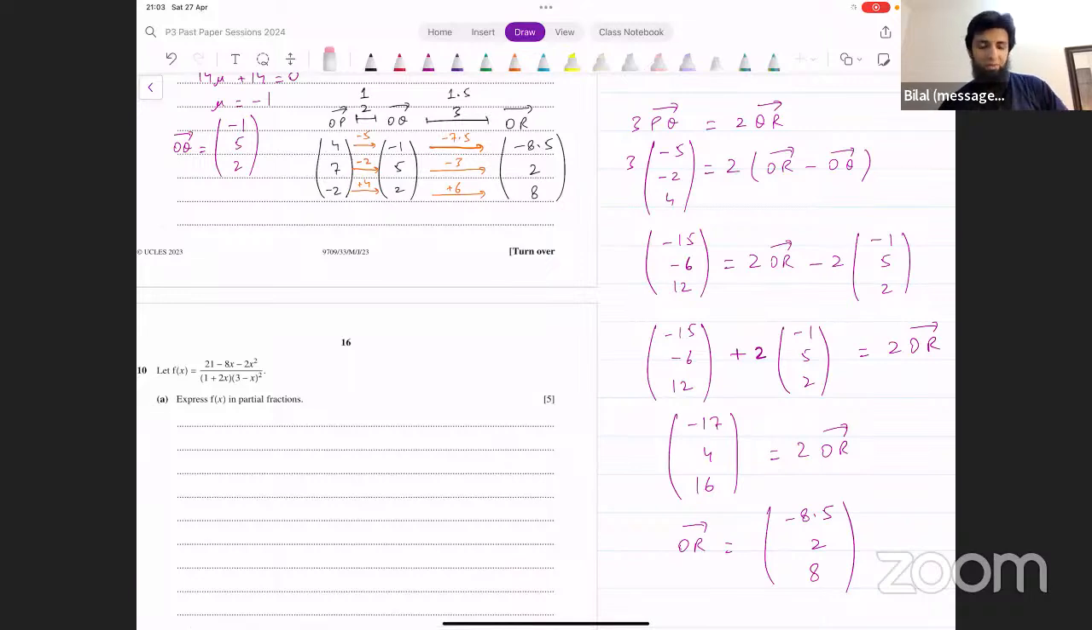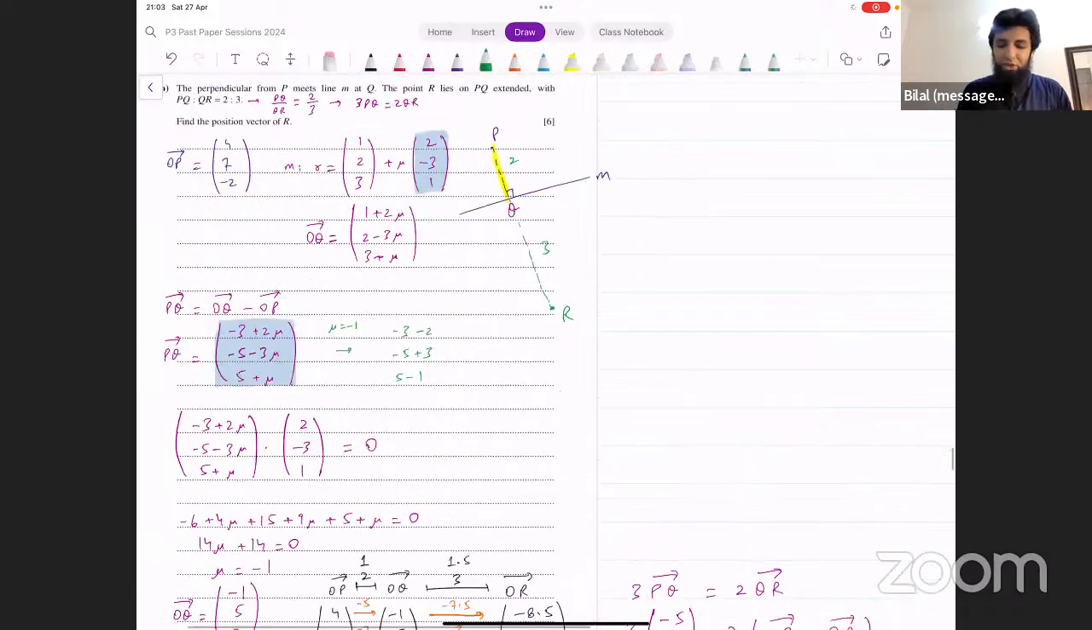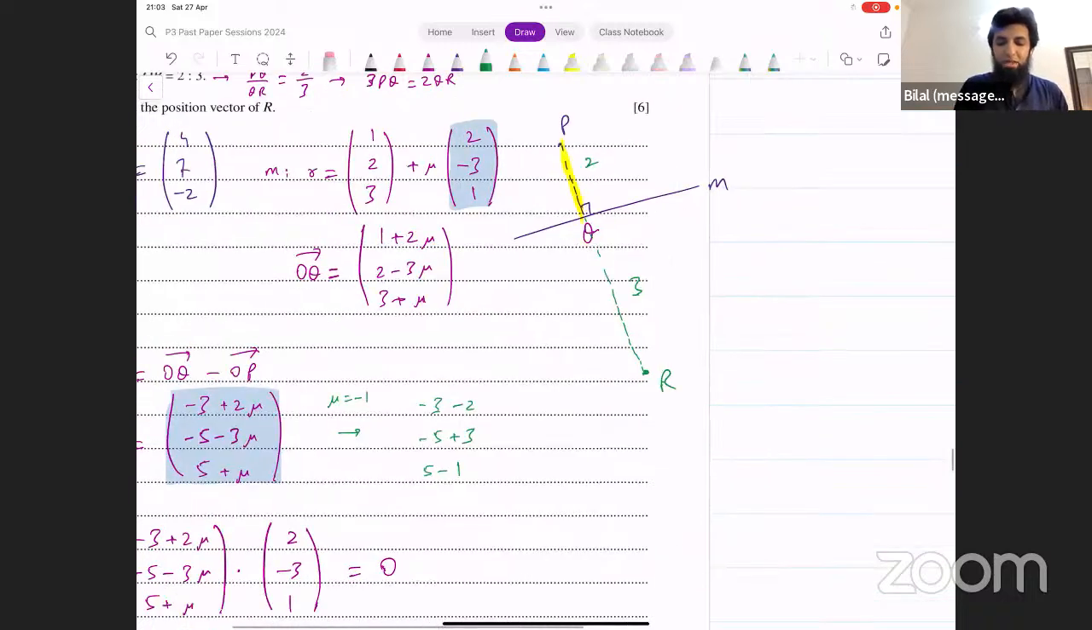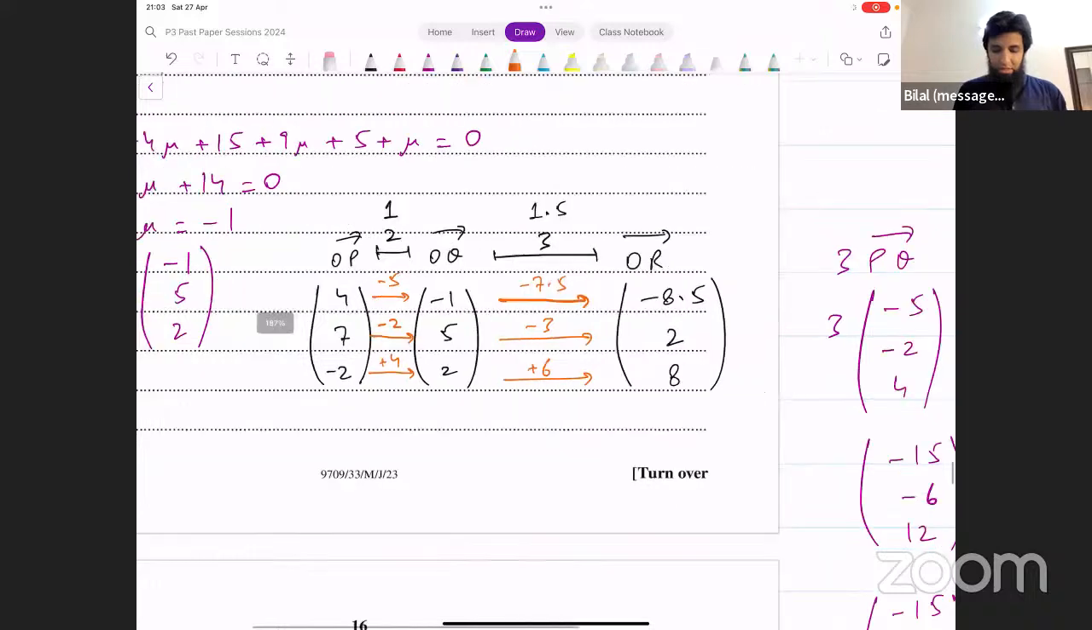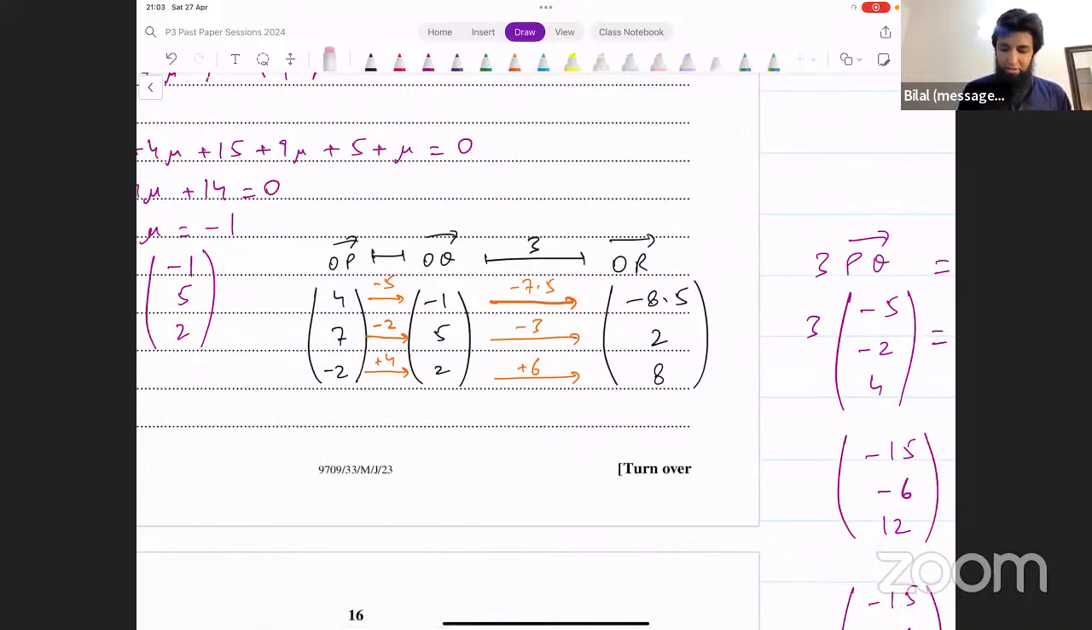Does that make sense? So let me repeat that earlier method again as well. The ratio was 2:3, which means 1:1.5. So what we did in that earlier method was we said if the gap between P and Q is 1 unit, the gap between Q and R would be 1.5 times that. Whatever the gap between P and Q was, we just multiplied those gaps by 1.5. And they turned out to be -7.5, -3, and +6.